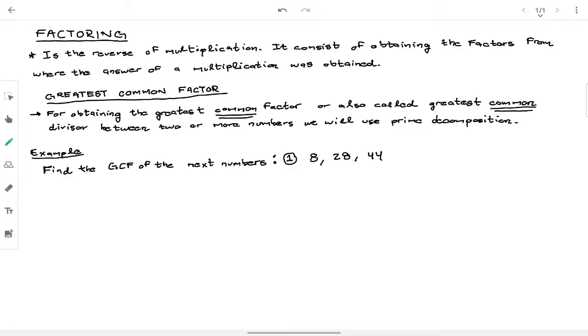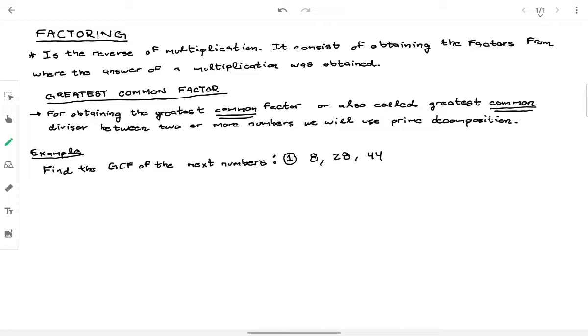Today we will start with the next big topic of the class, the last big topic of the class, called factoring. Factoring is the reverse of the multiplication. We have seen the special products. Factoring will be doing the opposite: from the answer of the special product, obtain the special product. It consists of obtaining the factors from where the answer of the multiplication was obtained. So in this case, we will be using the reverse of the multiplication.